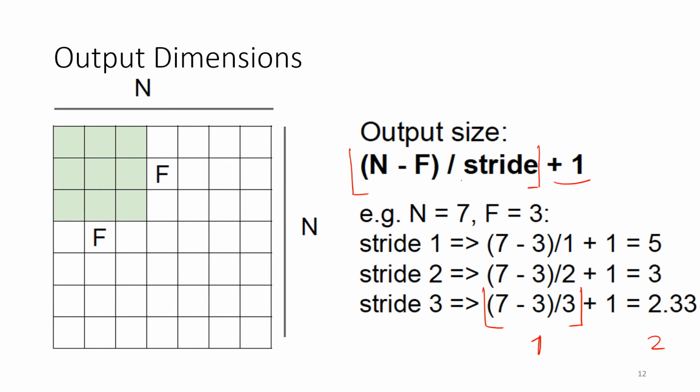If you work through this visual example, you will see that we get 2 by 2, because this is one position, and if we jump 3, we get the next one here, and we cannot move further. So these are all the positions that we can place our kernel, and we get a 2 by 2 output size.